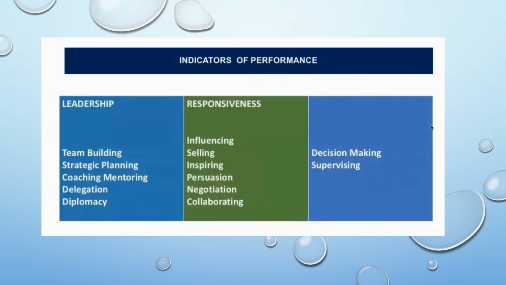So what are the indicators of performance? By means of leadership. It can be done through team building, strategic planning, coaching, mentoring, delegation, or diplomacy. Under responsiveness, we have influencing, selling, inspiring, persuasion, negotiation, and collaborating. And then we have decision-making or supervising.